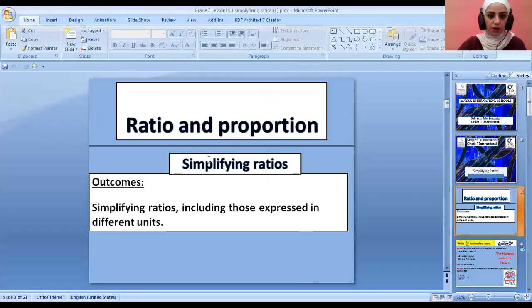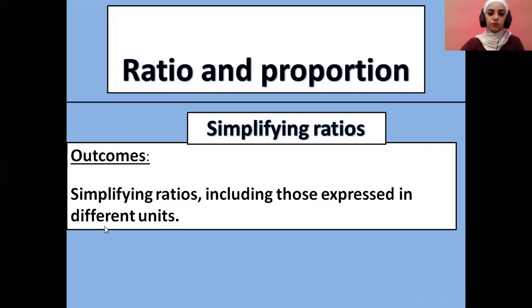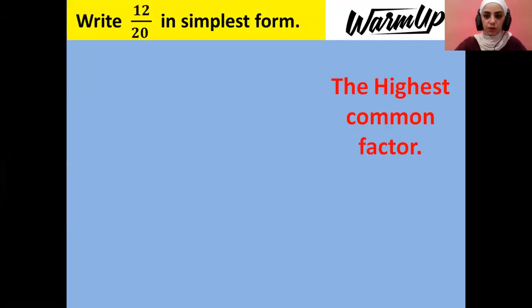We're going to start today with simplifying ratios. The main thing we will talk about is how to simplify ratios that include different units, ratios without units, or sometimes ratios that have decimals, and how to deal with them. The first thing we're going to revise together is how to write fractions in simplest form, because ratios and fractions are actually the same.